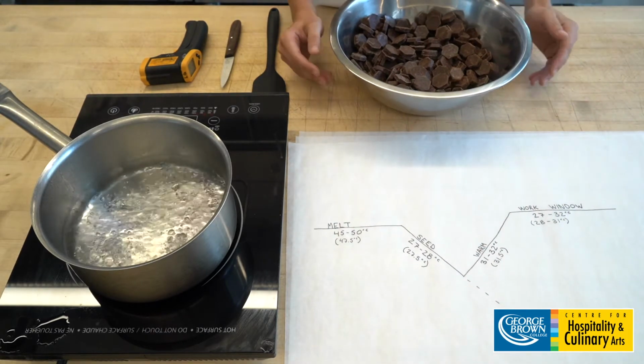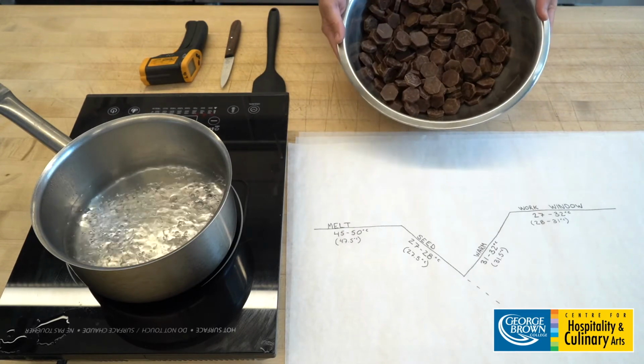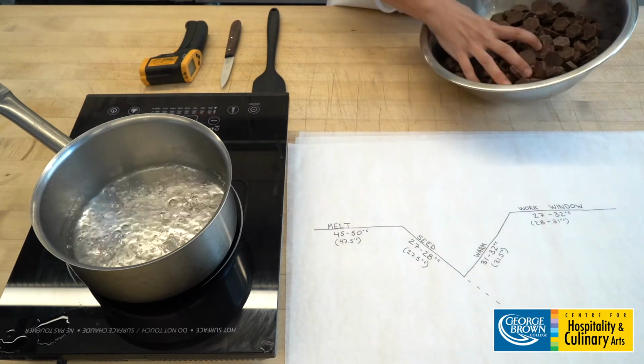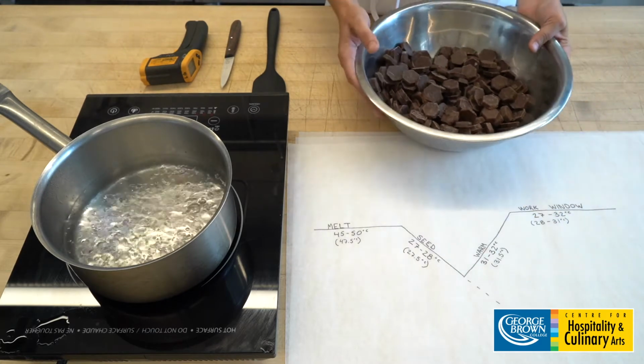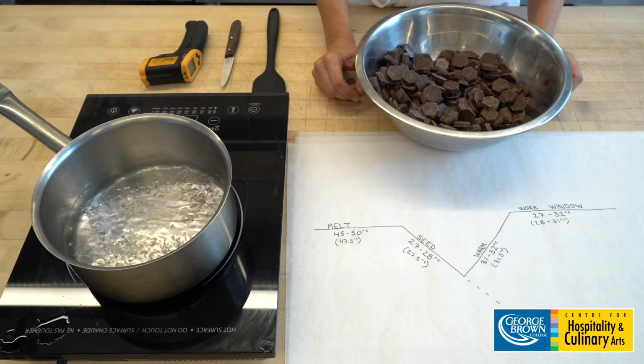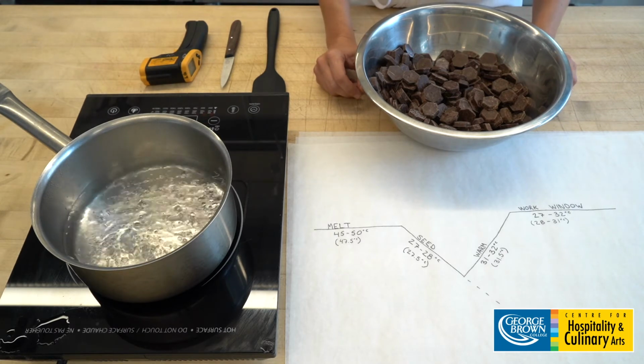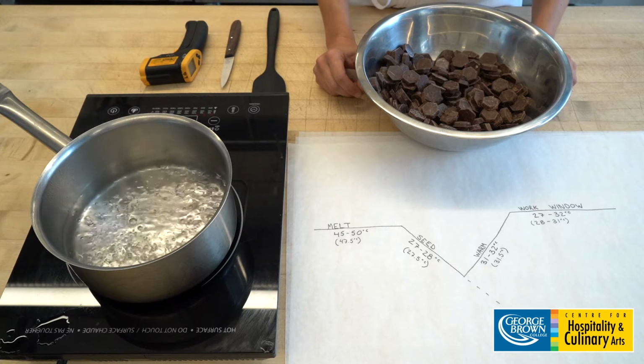First things first, I'm going to get my chocolate melting while I'm explaining all that I'm doing. So I have 900 grams measured into this bowl. The method we're going to be using is called seed tempering, and I find that this is the most successful with the least amount of equipment, so that most people can pull this off at home.